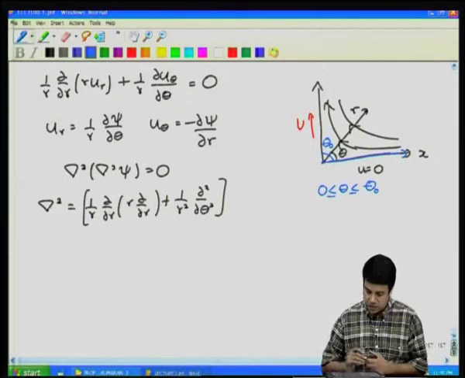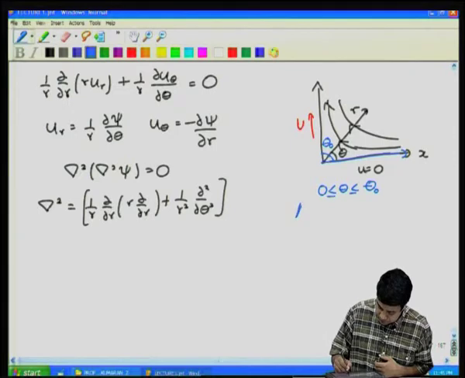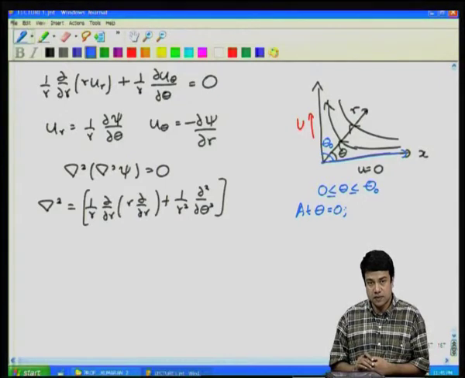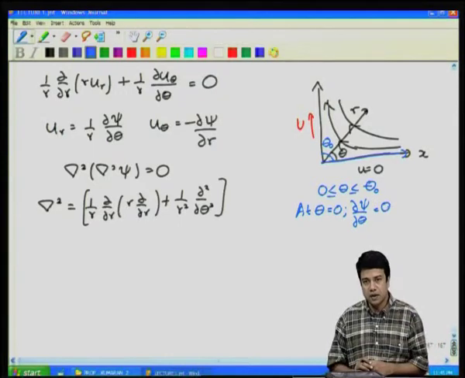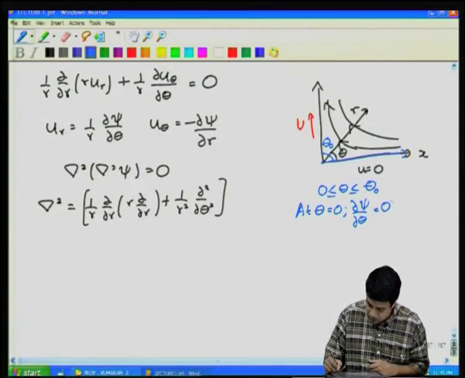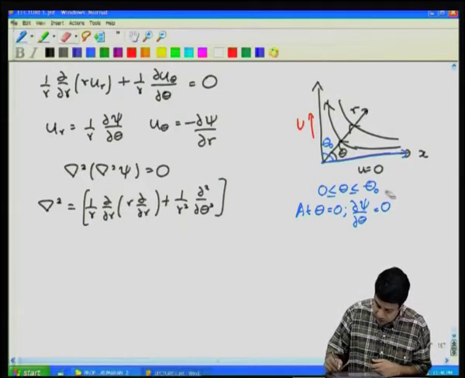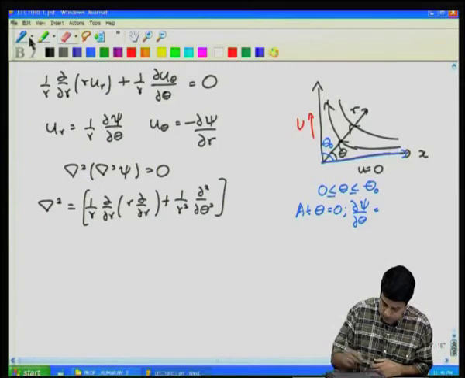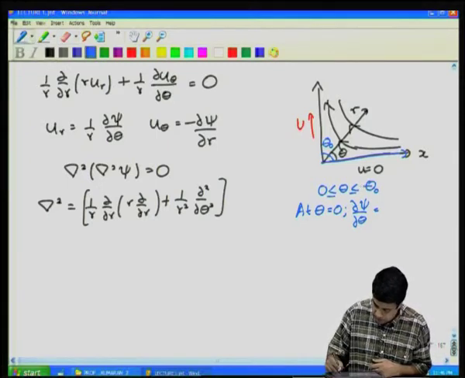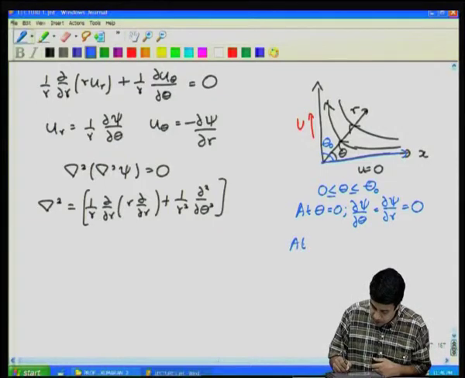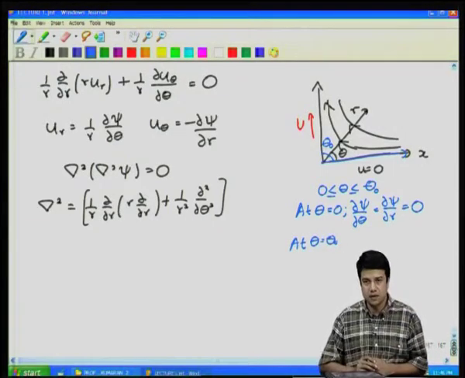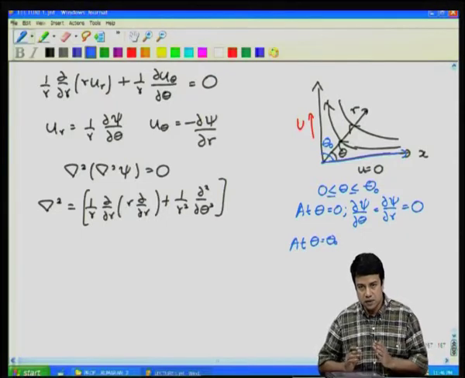That means that at theta is equal to 0, u r is equal to 0. That means that partial psi by partial theta is equal to 0, and u theta is equal to 0. That means that partial psi by partial r is also equal to 0. So, that is the boundary condition at theta is equal to 0. At the other boundary, theta is equal to theta naught, the velocity is along the radial direction.